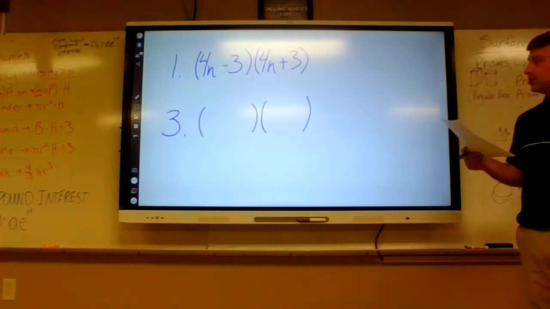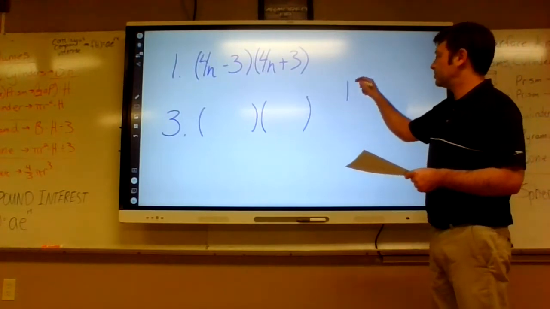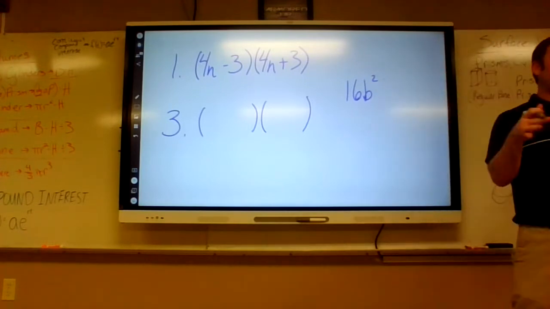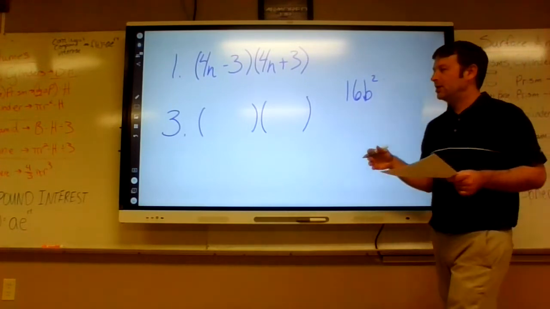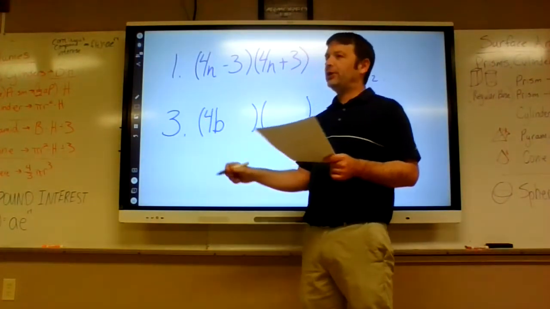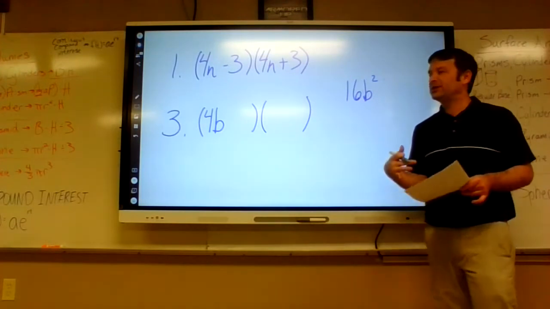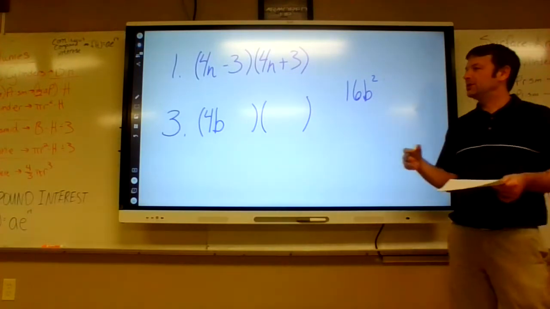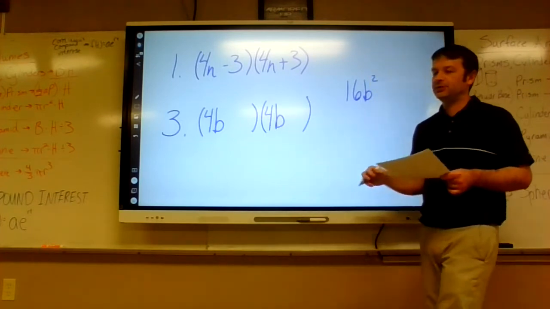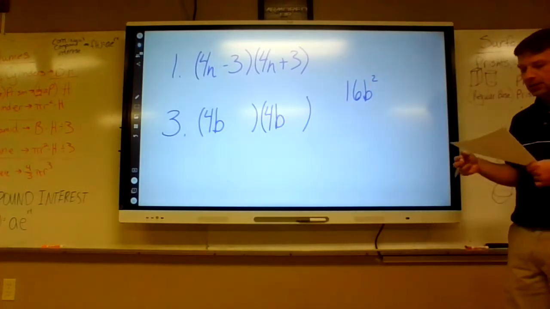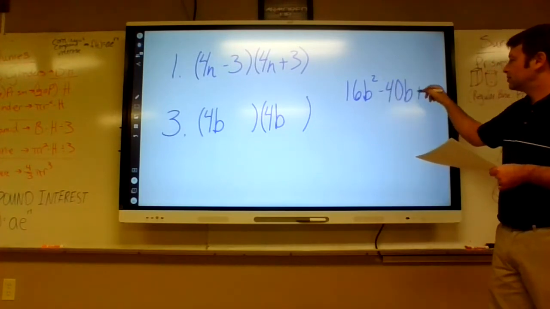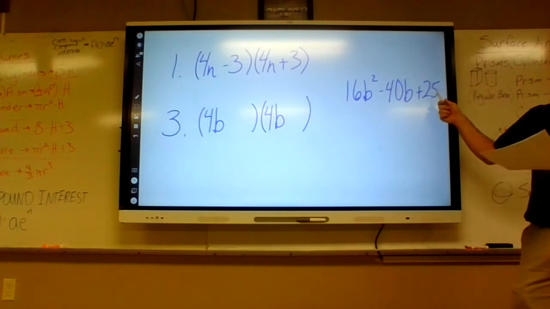And what's going to go in front on this one? 4. What goes in 16b squared? 4b and 4b, or 8b and 2b, right? On this assignment today, the assignment's kind of about twins. So, in other words, it's going to be the 4b and 4b option. And what's going to go in the back? 5 and 5?